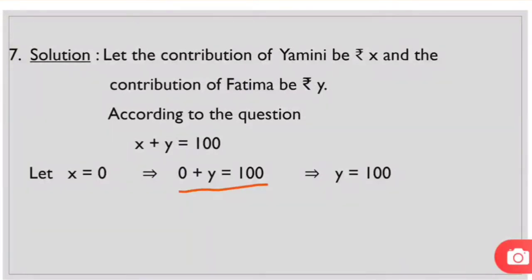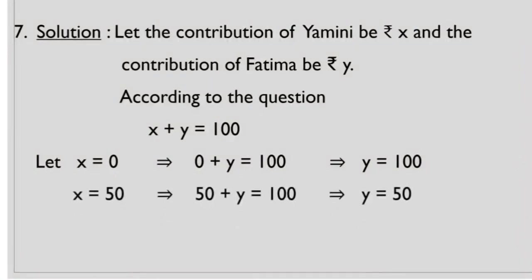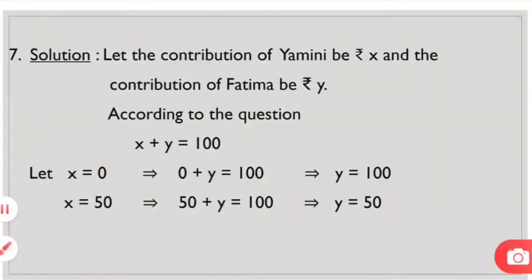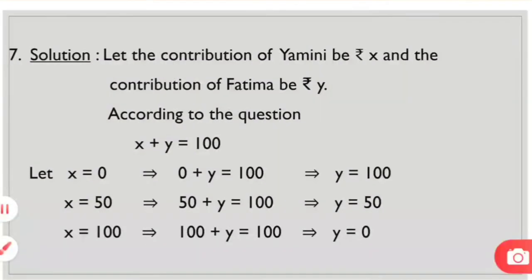That is y equal to 100 minus 0, that is y equal to 100. Let's take the value of x as 50. So when we write 50 plus y equal to 100, y will be 100 minus 50, so we get y equal to 50. Now let's take x equal to 100. Again inserting, we get 100 plus y equal to 100, that is y equal to 100 minus 100, so y will be 0.